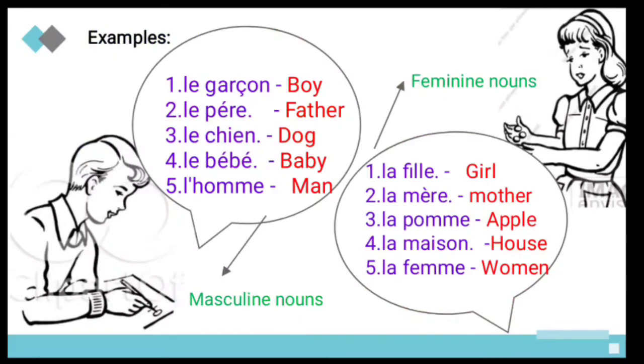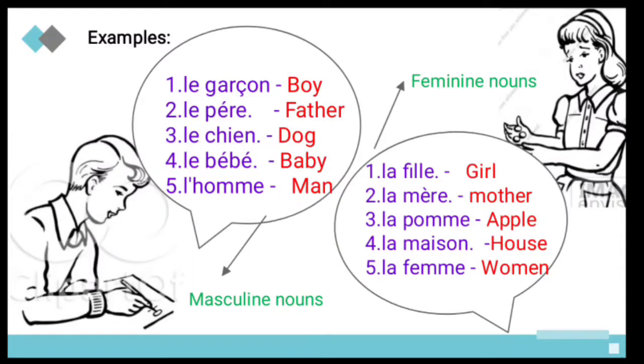And these are the examples for the gender. So first one, masculine nouns: le garçon. Le garçon means what? Boy. So le is an article and garçon is a noun. And le père, père is a noun, father. And le chien, that is dog. Le bébé, that is baby.